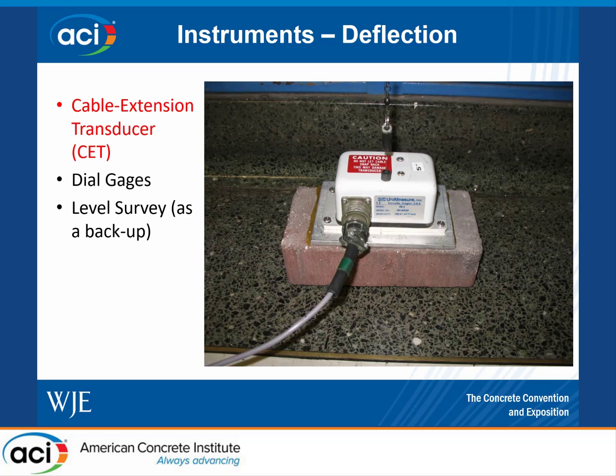Deflections can be monitored in several ways. We typically monitor deflections electronically using cable extension transducers, or CETs, as shown here. A lower tech method is using dial gauges, and it's not as accurate or reliable as the CETs, but it could be used as a good backup method in some cases. A level survey could also be used as a potential backup method depending upon the magnitude of the deflections you're looking at.